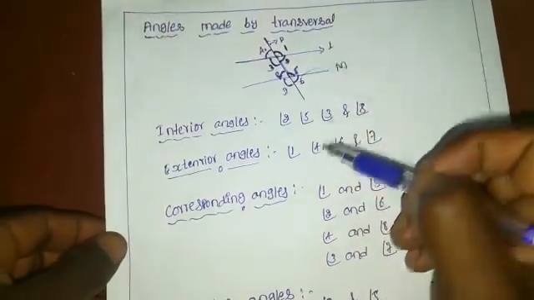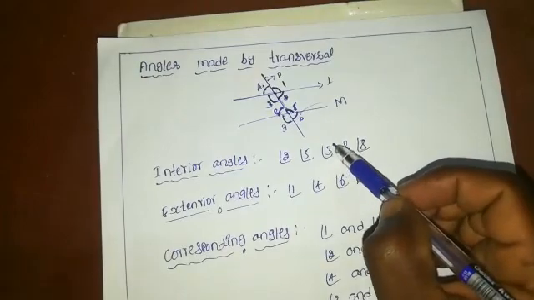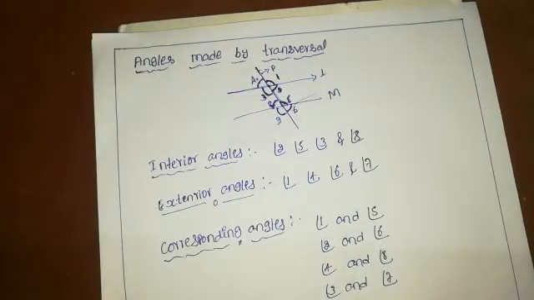These are the angles made by the transversal line. Students, in this class we learnt about intersecting lines, transversal lines, and also the angles made by the transversal lines. In the next class we will continue this. Thank you.